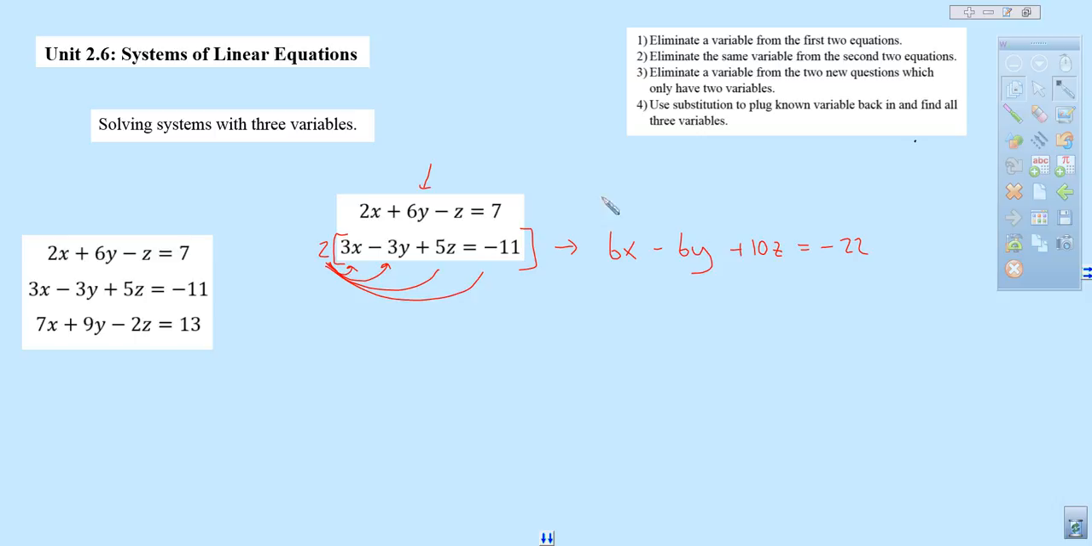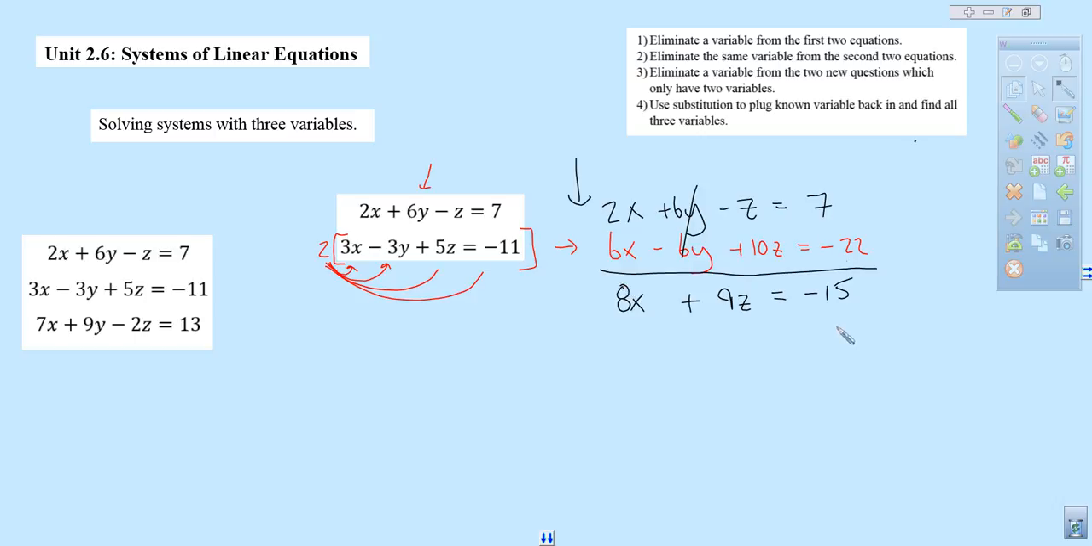And we bring our other guy over and set him on top: 2x plus 6y minus z equals 7. Now what was a horizontal problem becomes a vertical problem. We're going to combine our variables. So 6 plus 2 is 8x. My positive 6y and my negative 6y cancel. A negative 1 and a positive 10 give me a positive 9z. I go over to the other side, I've got 7 and negative 22. That's going to give me negative 15.